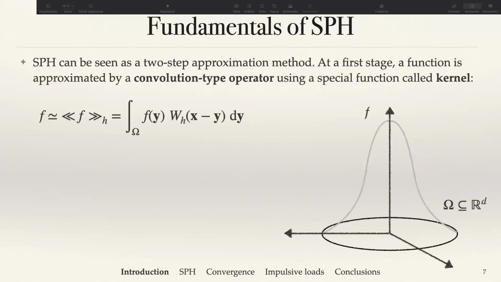Now, regarding SPH, it can also be seen as a two-step approximation method. In a first step, we substitute our functions by this convolution type operator involving a special function called kernel. Note that I say convolution type instead of just convolution, because here the domain of integration is the fluid domain, which in general won't be the same as the whole space. Therefore, this integral is not in general a convolution. We will also later discuss this.